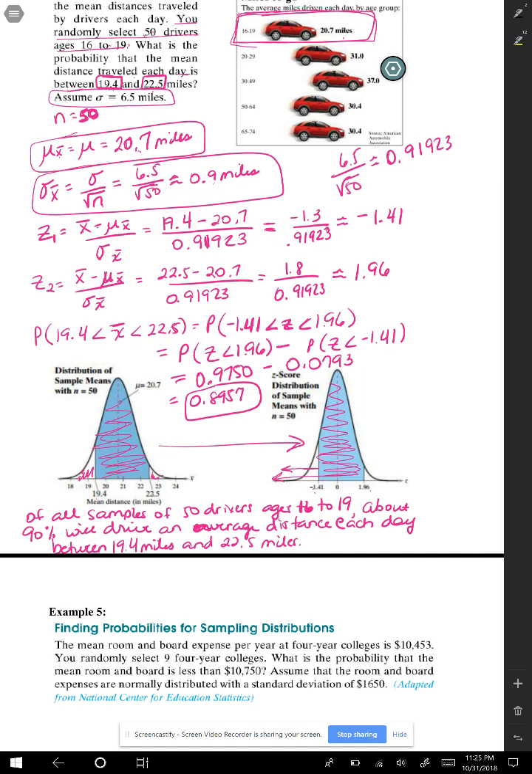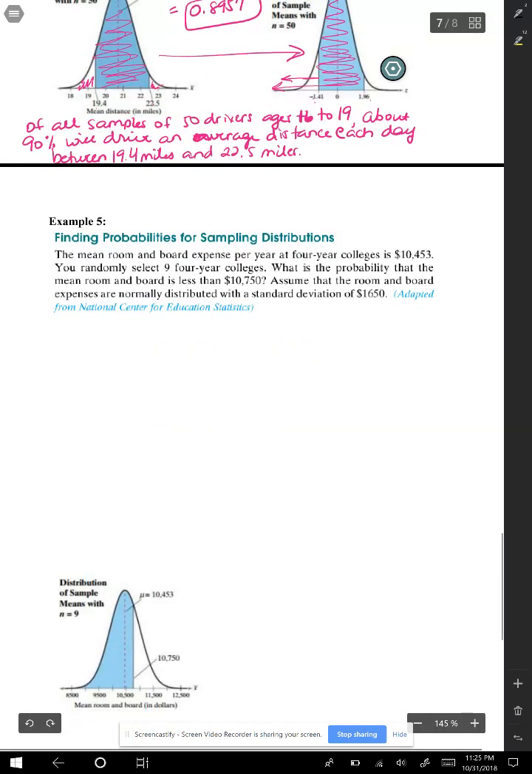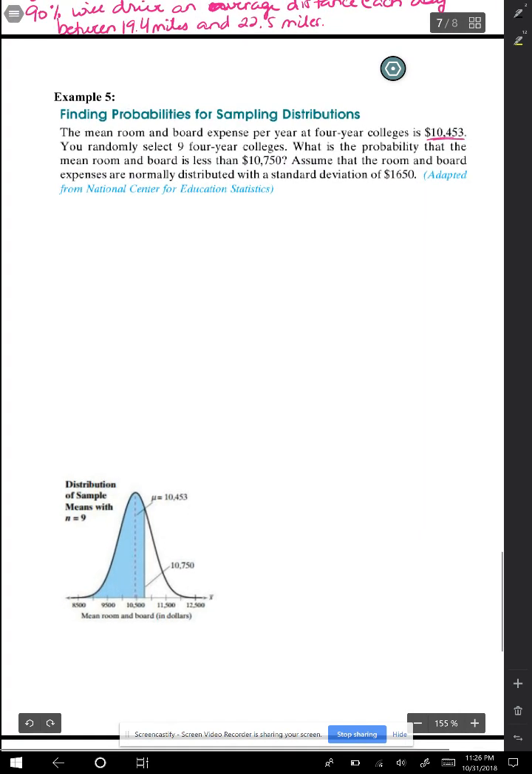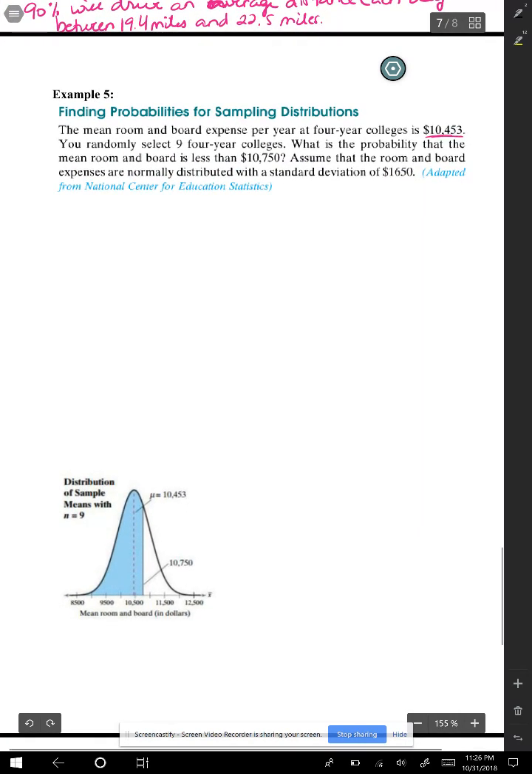Okay, a couple more examples. Example 5. Finding the probability of a sampling distribution again. We have the mean or average room and board at a 4-year college, and we're going to randomly select 9 4-year colleges. What's the probability that the mean room and board is less than 10,750? And again, this is important because we have a sample size of 9 here. It's important that they tell us that the room and board are normally distributed. Otherwise, we would have to have a larger sample of 30 or greater.